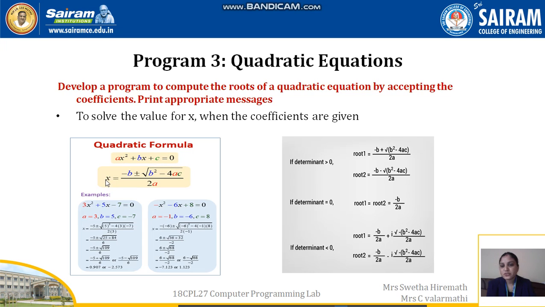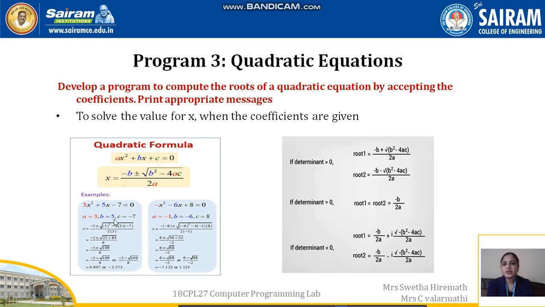With the help of this we are going to solve for the x value, which is called the determinant value. X will be equal to minus b plus or minus square root of b square minus 4ac by 2a. Then depending on the value, it may be equal to 0, greater than 0, or less than 0.